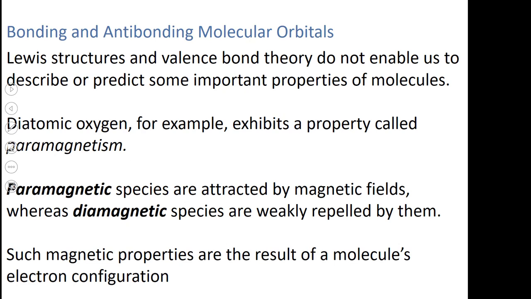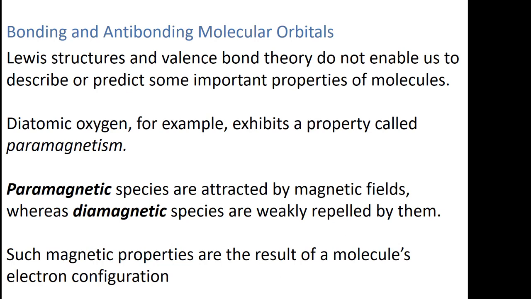One of the problems with that theory is it can't explain everything about bonding. And that's always the problem with these theories. They explain things, some of them are harder, some of them are easier, but there's no one perfect theory that explains everything, which is why we have multiple theories of bonding.